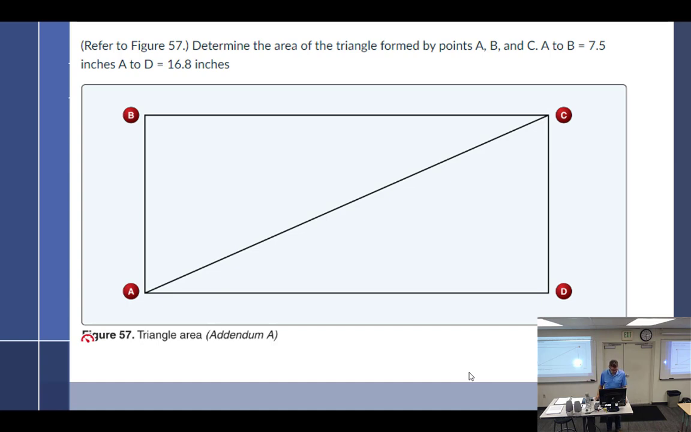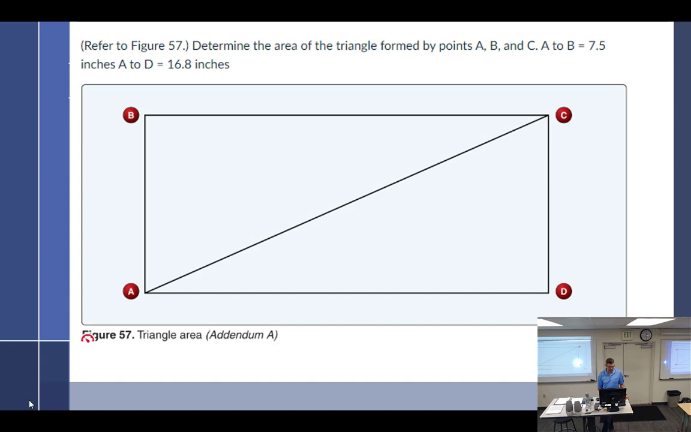All right, so the first question here is refer to figure 57, which is this one. It says determine the area of a triangle formed by points A to B and C to A. Top triangle. There we go. Determine the area of the triangle formed by A to B. Oh, there it is right there.